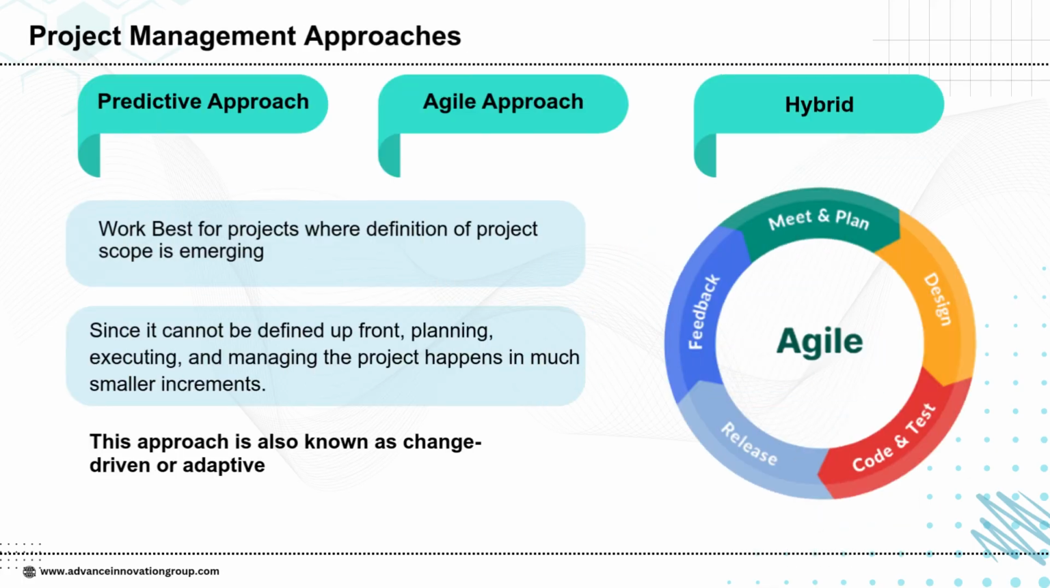3 project management approaches: predictive, agile, and hybrid. Predictive works best when the project scope is well defined upfront, while agile is more suitable when the scope is emerging and requires flexibility, with work managed in smaller increments, making it change-driven or adaptive. The hybrid approach combines both, using predictive where requirements are stable and agile where adaptability is needed, as shown in the agile cycle of planning, designing, coding, testing, releasing, and gathering feedback.